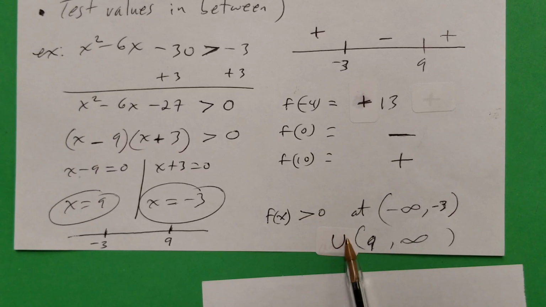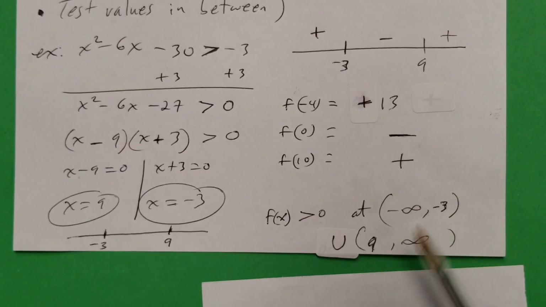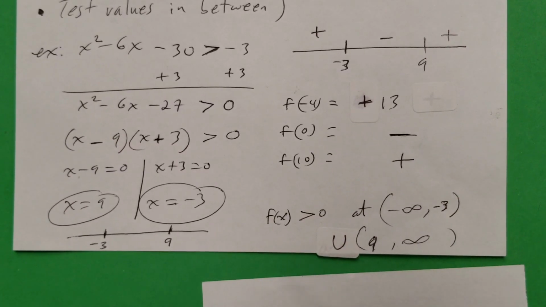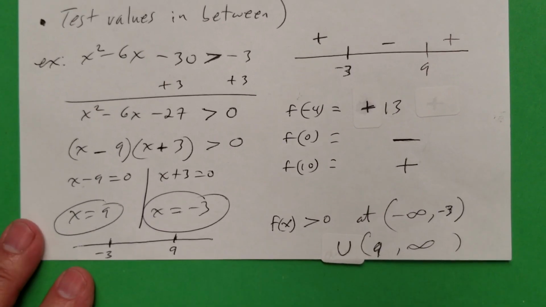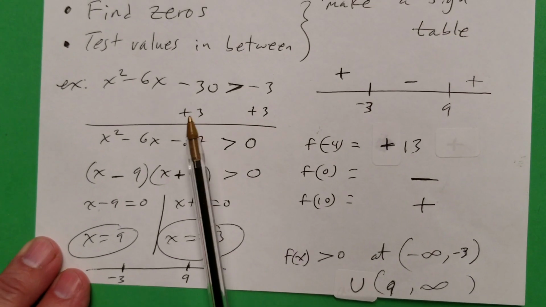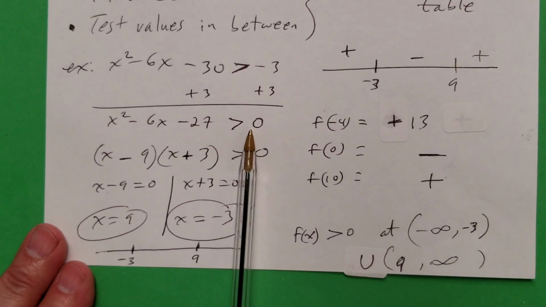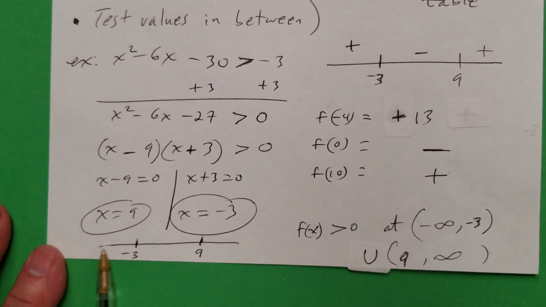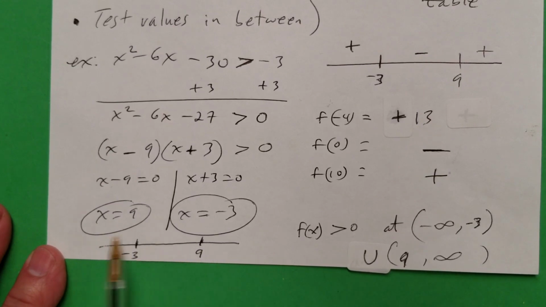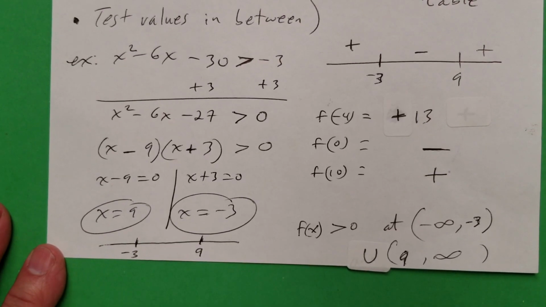And we use the union, remember that? Like always, they go together. Those two go together. I'm done. I have solved this. I have shown when this function is greater than 0. First, find the x's, and then test numbers in between to see if you're greater than or less than 0. And then pick the ones you want.